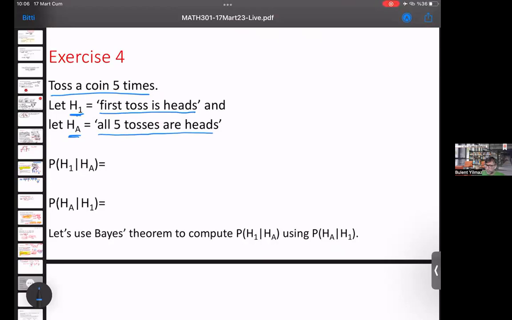Now I want you to tell me what's the probability of obtaining H1 given HA? What is it in words, in sentences? What's the probability of the first toss being heads given that all tosses are heads? What's the probability of H1 given HA?